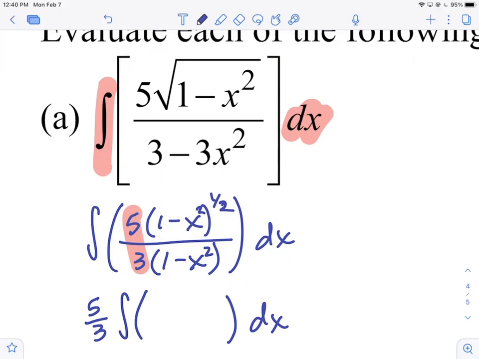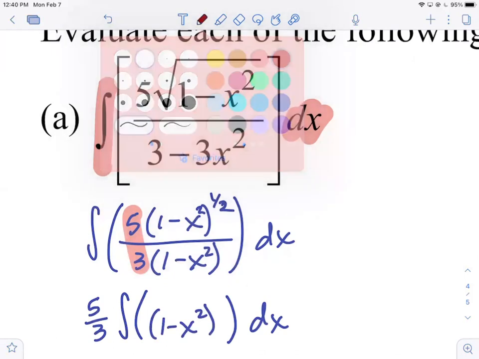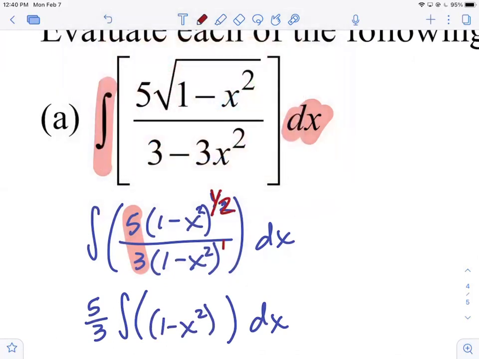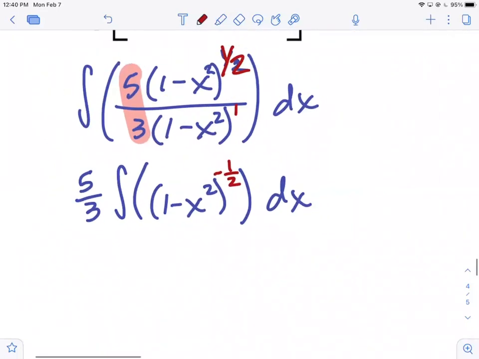Oh, there you go. So now the integrand, I can combine these exponents, right? You can combine when you're dividing and the bases are the same. They don't even have to be numbers. They could be binomials, right? Blob to the 1/2 divided by blob to the first. We subtract, then we get what? 1/2 minus 1 is -1/2.